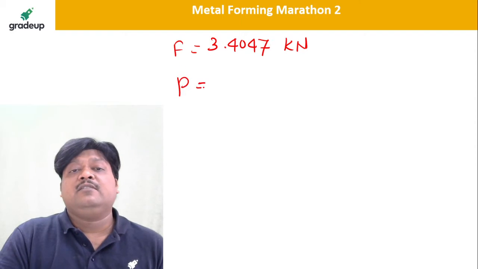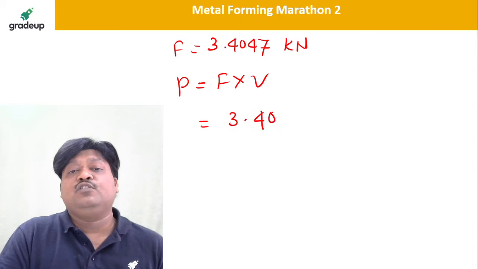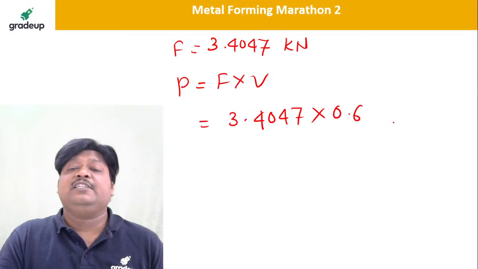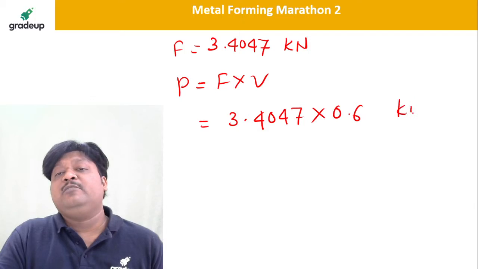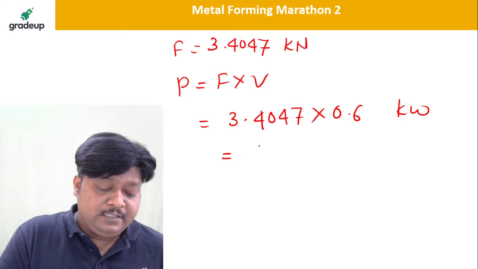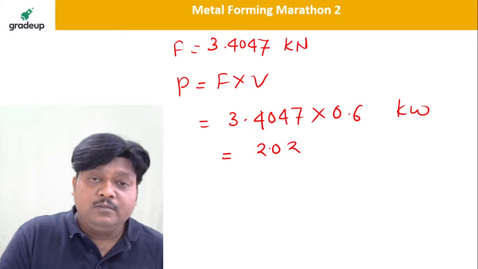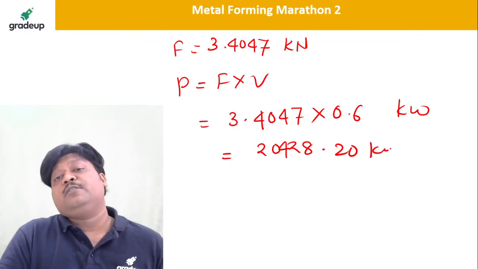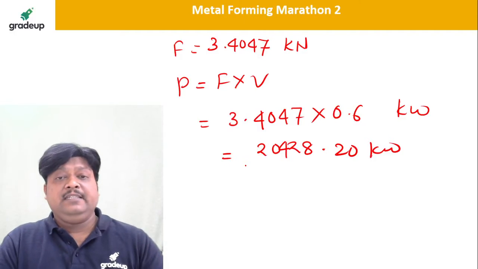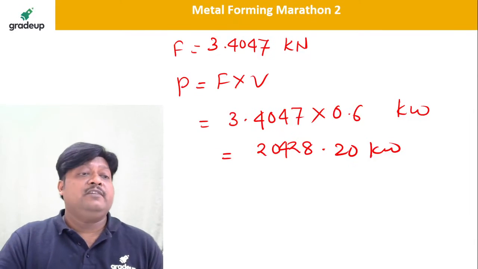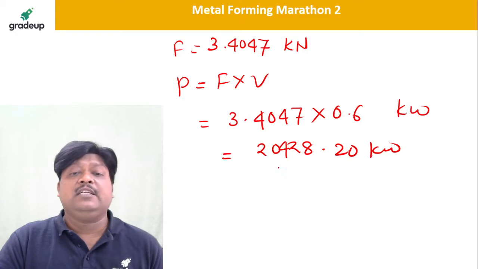And power will be what? Force into velocity. Force is 3.4047 into velocity, the speed of drawing, 0.6. Definitely it is kilonewton, so power will be in kilowatt. How much? Into 0.6. It is 202.8 kilowatt. I hope it is clear. Oh, it is 3.4047. Please check the calculation.